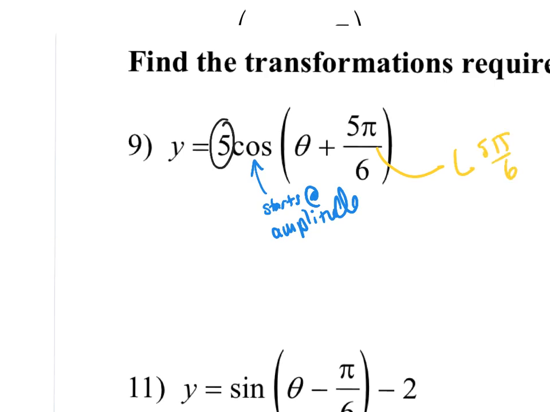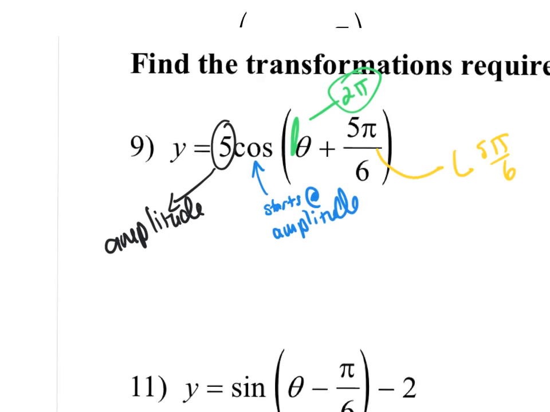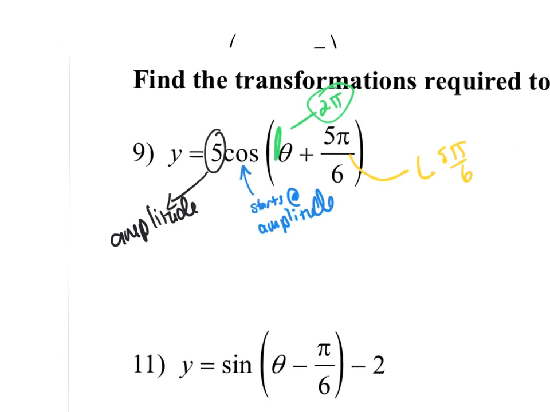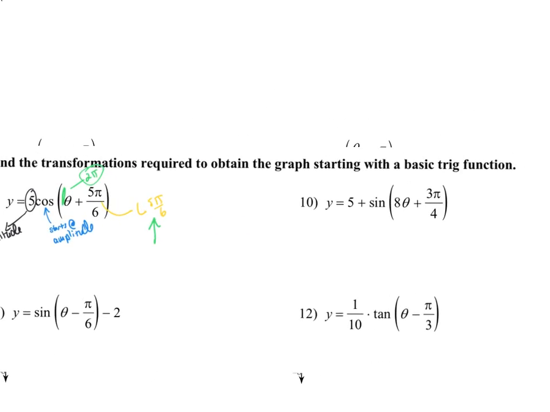I say here, oh, this is my amplitude. The highest the graph goes is 5. The lowest the graph goes is -5. And my time period is this number right here in front of theta. So it's 2 pi over 1, which is 2 pi. So you're going to find a graph that starts at +5. It goes over the span of 0 to 2 pi. But where is it shifted? It's shifted left 5 pi over 6 units. So you can pick that out visually from your graph.